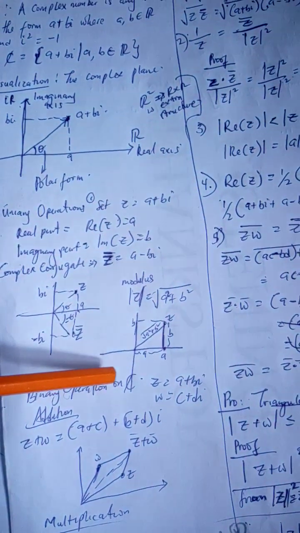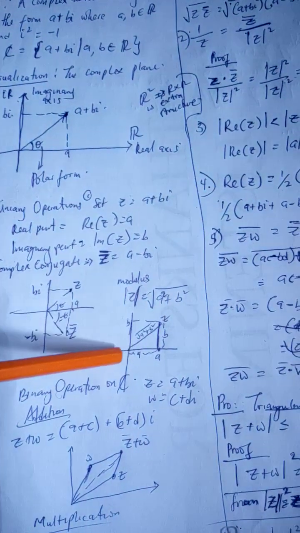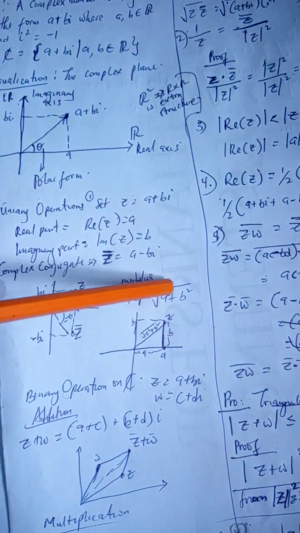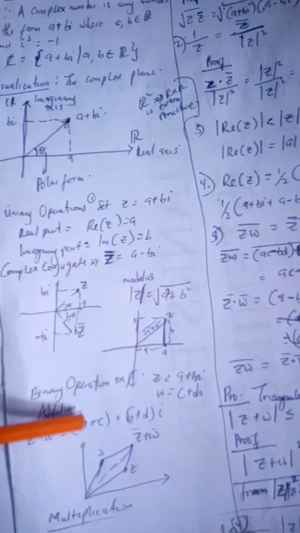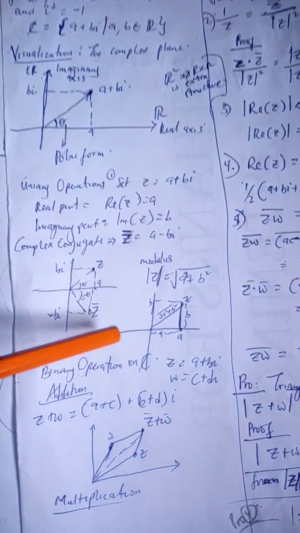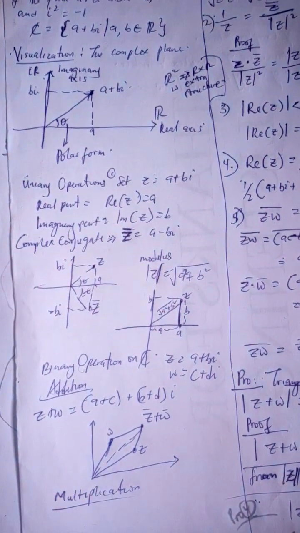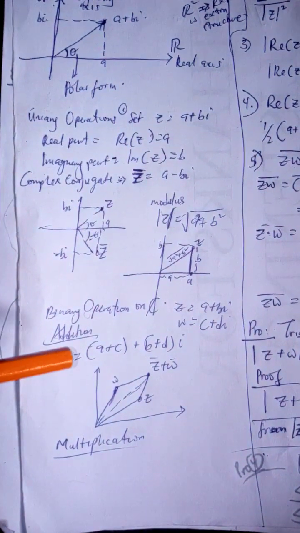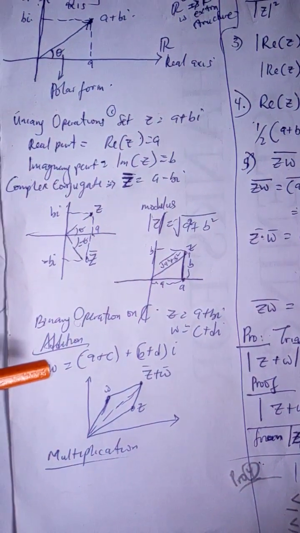Using Pythagoras' theorem, you will get the hypotenuse, which is the square root of a square plus b square. So there are more ways of understanding this, but this is just a normal logical way to get it. You get me? So now looking at binary operations on complex numbers.